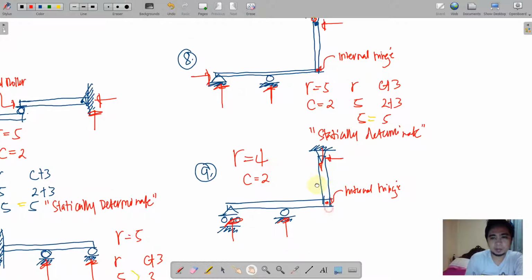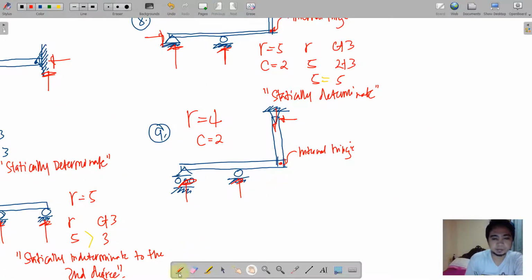So what will happen to your comparison? R to that of C plus 3. We have 4 and 2 plus 3. 4 is less than 5. So this is unstable. Okay. Do not place here statically unstable. So just simply unstable.